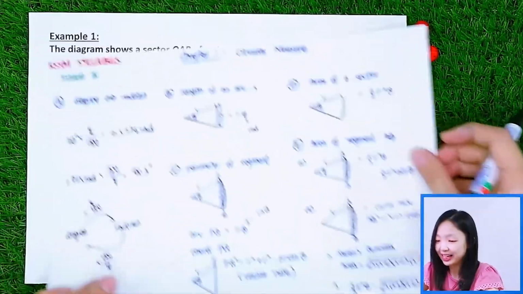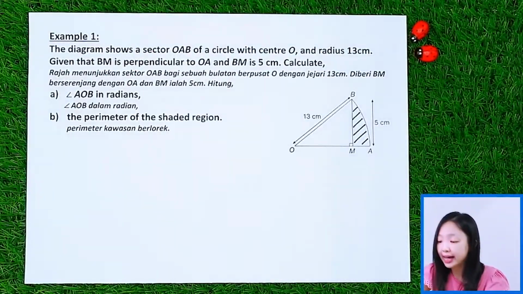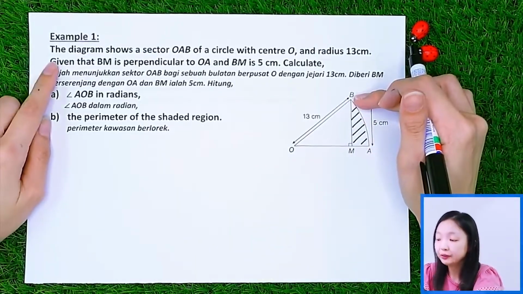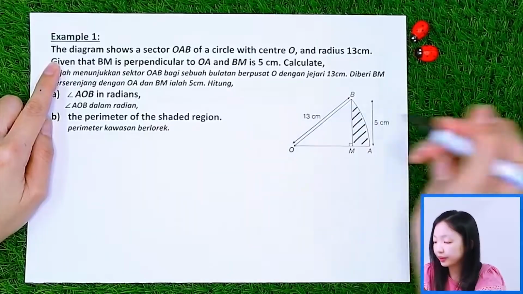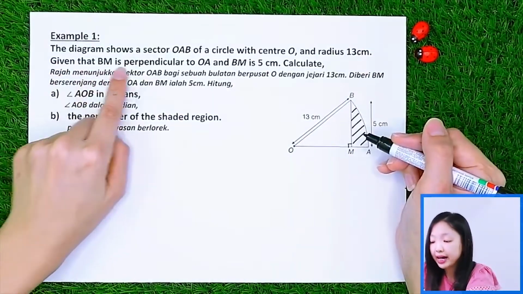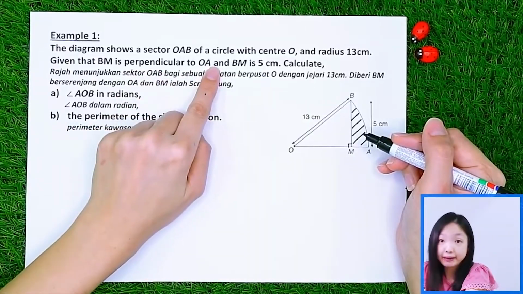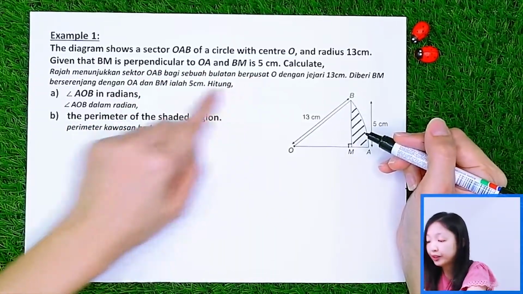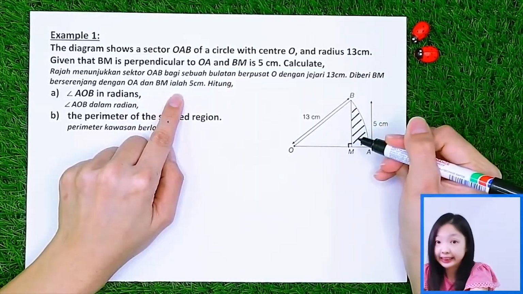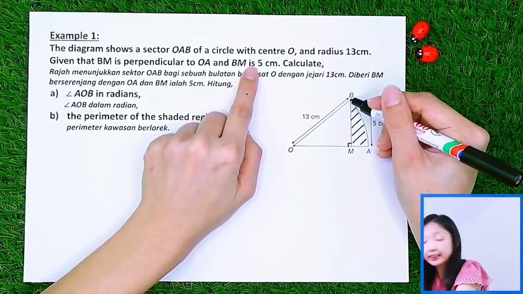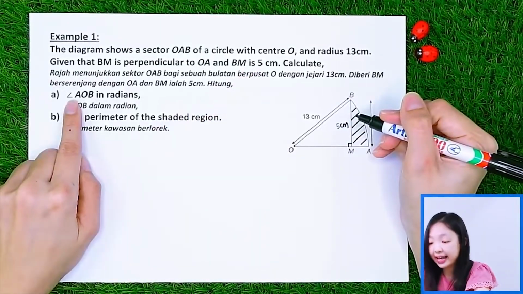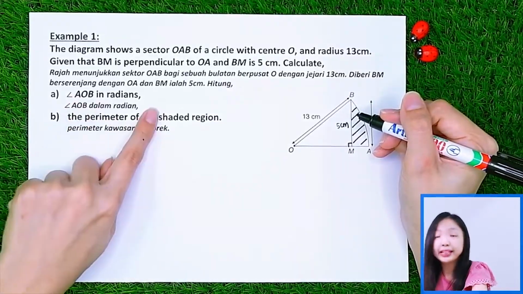Let's go to example 1. The diagram shows a sector OAB of a circle with center O. Here is the center O, with radius 13 cm. Given that BM is perpendicular to OA and BM is 5 cm. So BM and OA are perpendicular, that means here is the 90 degree, and the question tells us that BM is 5 cm. Calculate the angle AOB in radian.